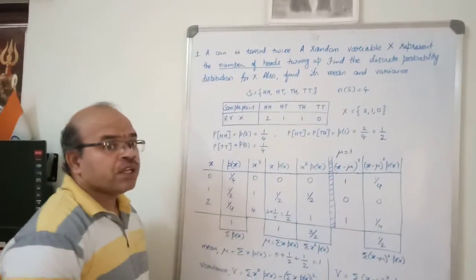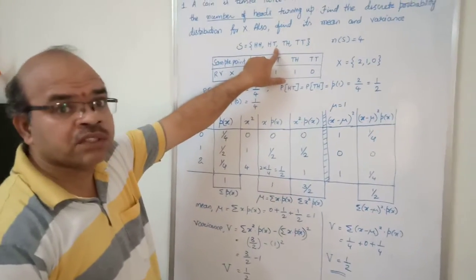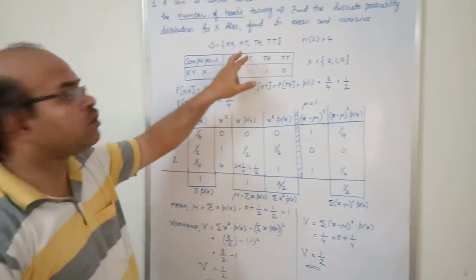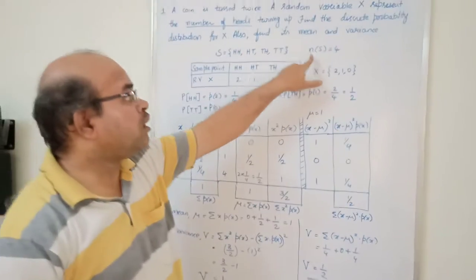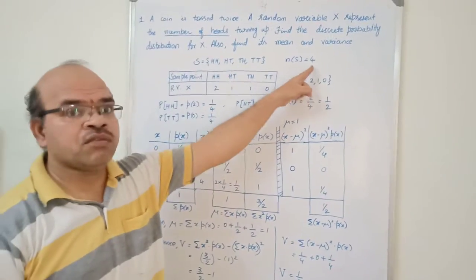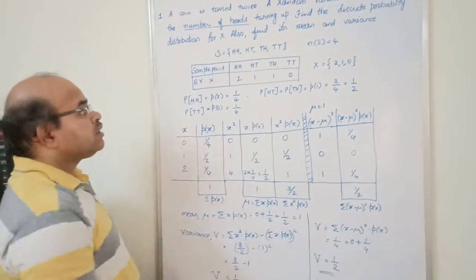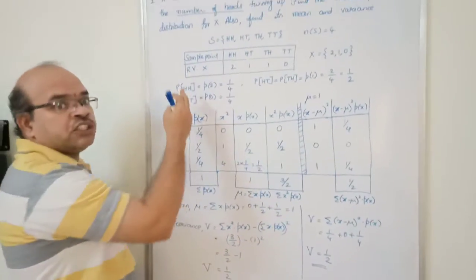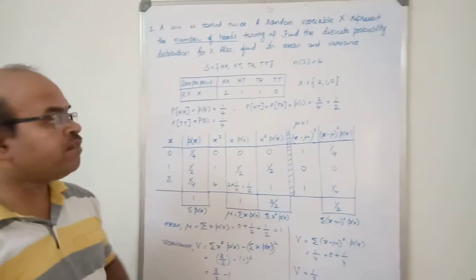Now, if you toss the coin twice, these are the possible outcomes in the sample space. Therefore, S is equal to {HH, HT, TH, TT}. This is a common thing which we know. The total number of elements in the sample space is 4, so n(S) is equal to 4. RV is a short form for random variable.